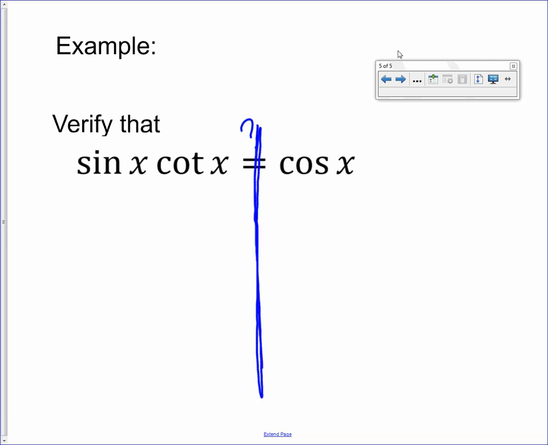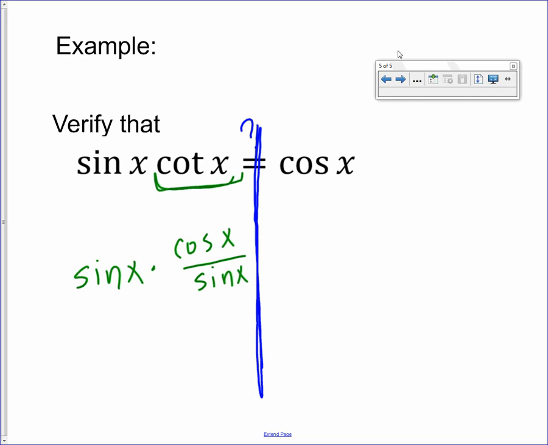You're going to start with the more complicated side. So here, the left side looks a little bit more complicated. I'm going to go back to the identities that I have in my notes, and I see that I have a rule for cotangent that will convert it into sines and cosines. That was another strategy. So I'm going to keep sine x, and I'm going to convert cotangent using the quotient identity into cosine x over sine x.